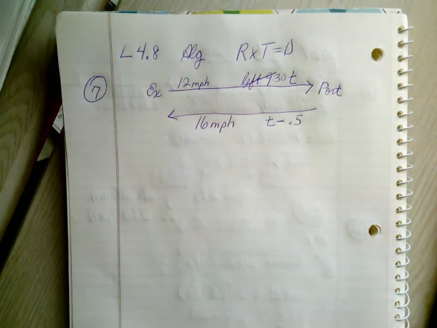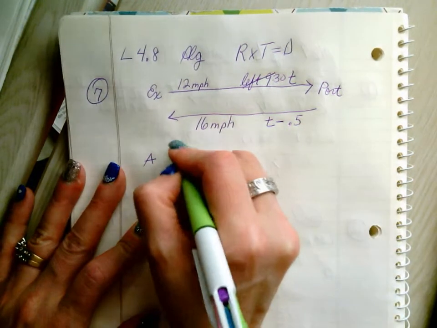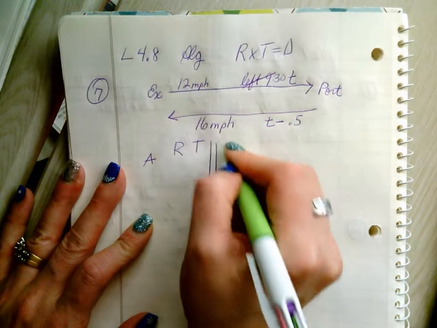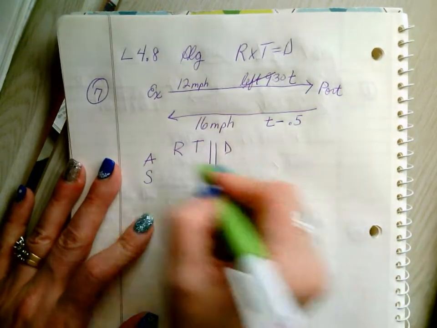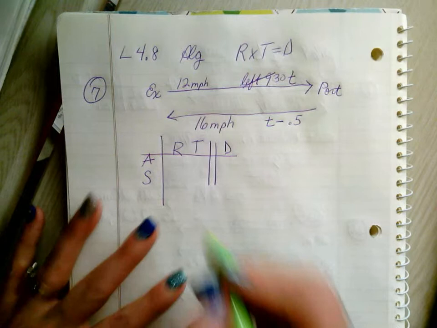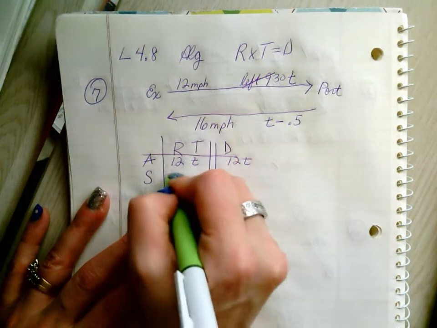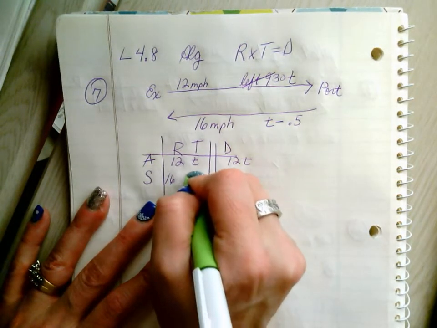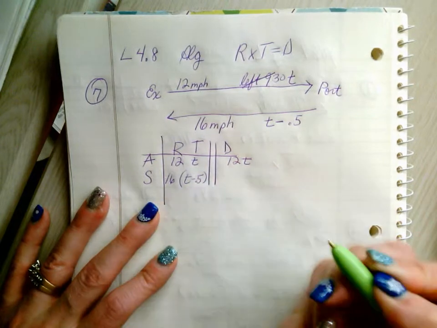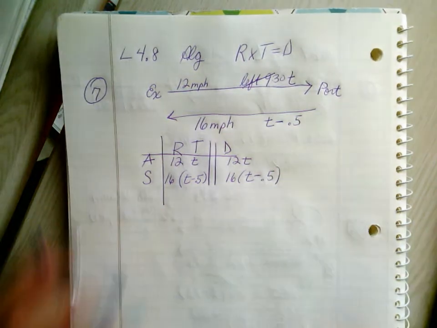The distance from Exeter to Portsmouth is 20 miles. When did they meet? Which means, at what time did Andrew's biking added to Stacy's biking cover the entire 20 miles? Okay, so Andrew was 12 and Stacy is 16. Okay, so she's 16 t minus a half hour. She was traveling a half hour less.